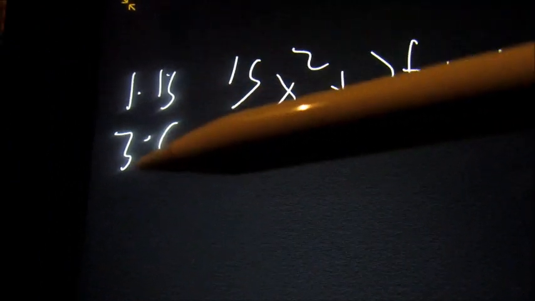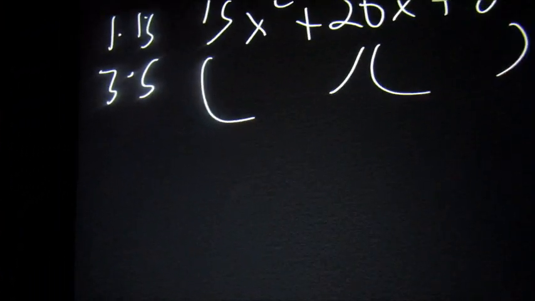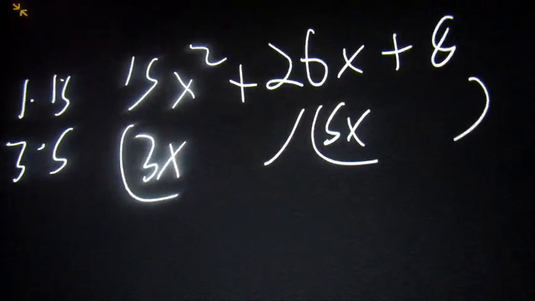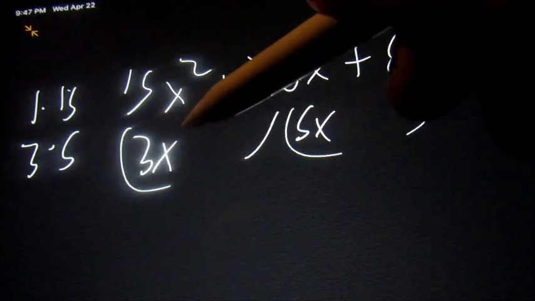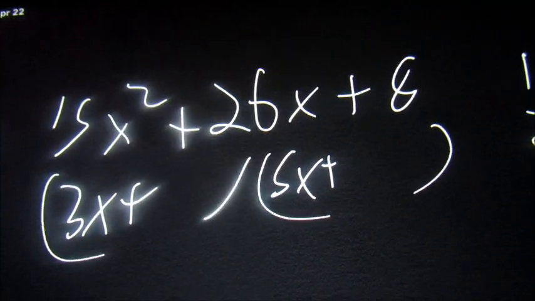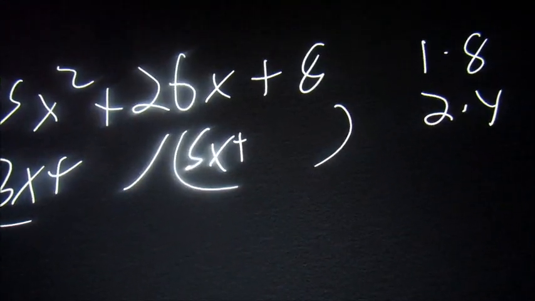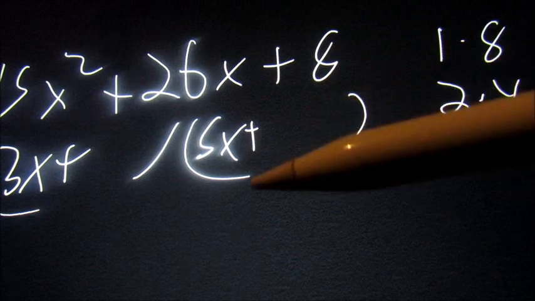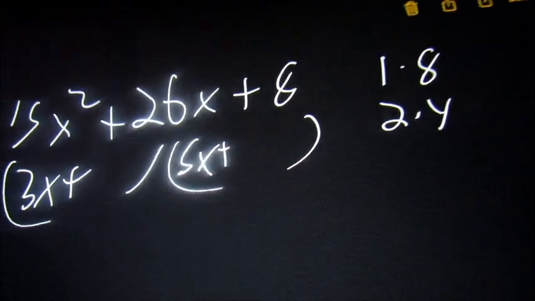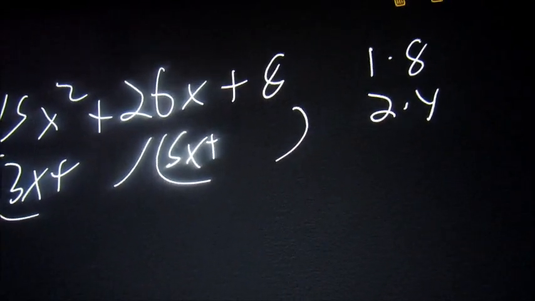Again, for your first guess, use the numbers that are closer to each other. So I'm going to use a 3x and a 5x. And because we have two pluses here, we're going to have plus and plus. This is a plus, so that means we have to add up to 26. So we have to say 3 times one of these plus 5 times one of these is going to equal 26.